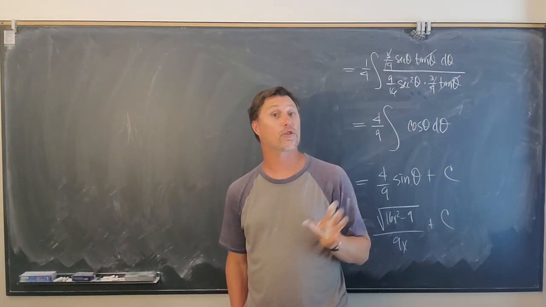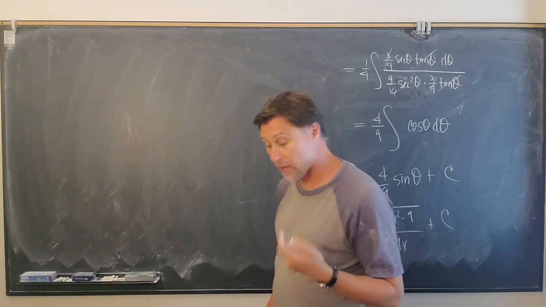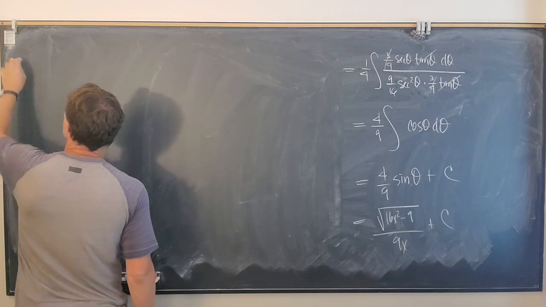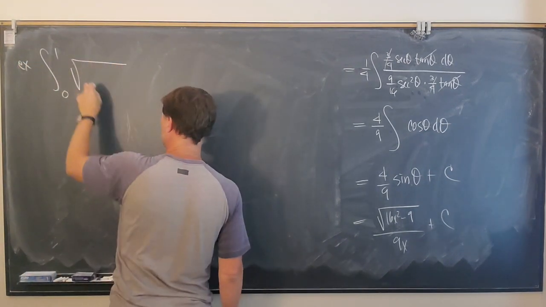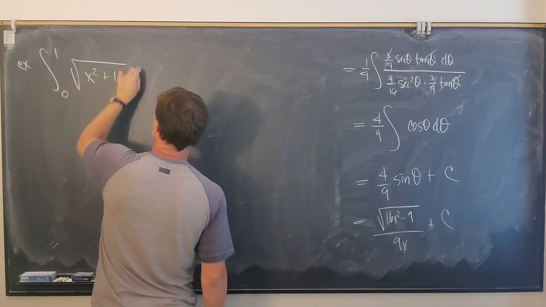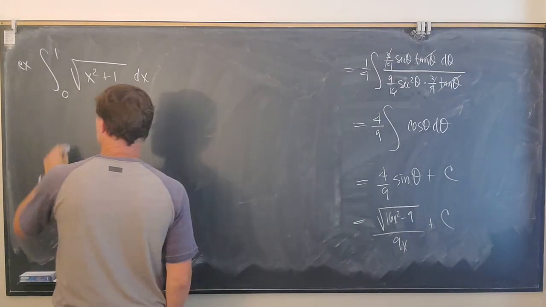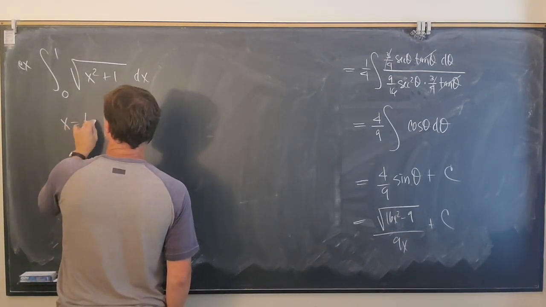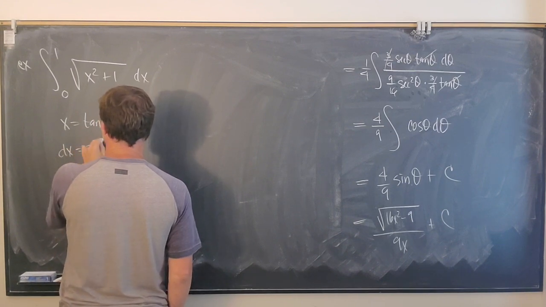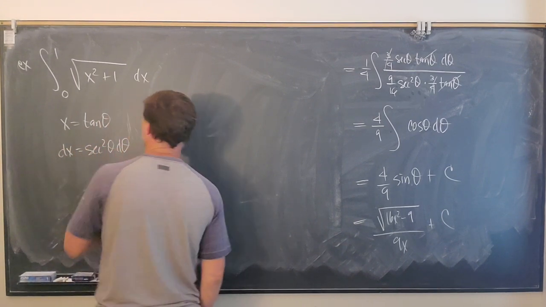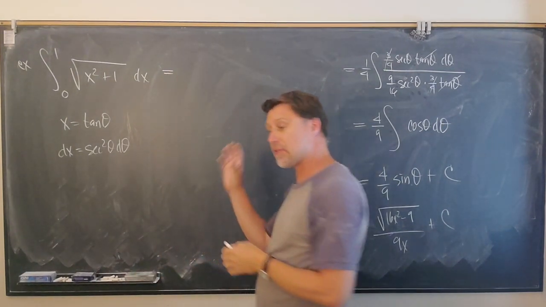Okay, so far we've done trig substitution for antiderivatives. We haven't seen it at work on a definite integral, so let's try that now. So let's look at this one. Integral 0 to 1, the square root of x squared plus 1 dx. This, it should be clear, is a tangent substitution where we let x equal tangent theta, in which case dx equals secant squared theta d theta. And so now, remember, when you do a substitution, you have to change the limits.